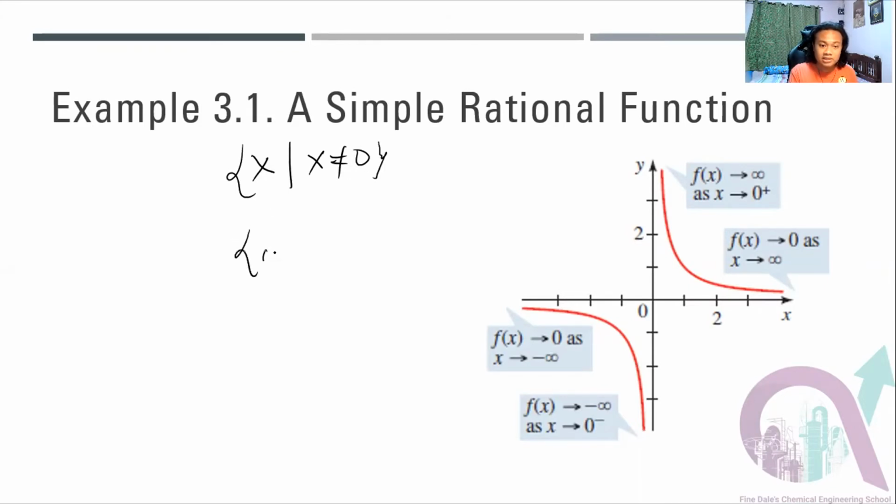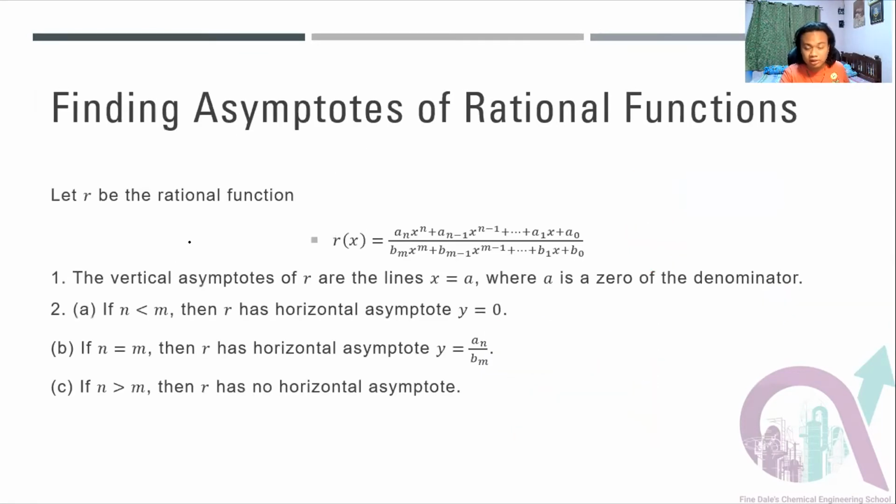And then for your range, it is also all real numbers, but without 0. Okay? So as you can see in our graph, there is no 0 value there. So y is not equal to 0. It's the same as x. Okay? So it depends on what you see in your graph, that is the value of your range. This is the domain, and this is the range. Okay? So, let's move on.